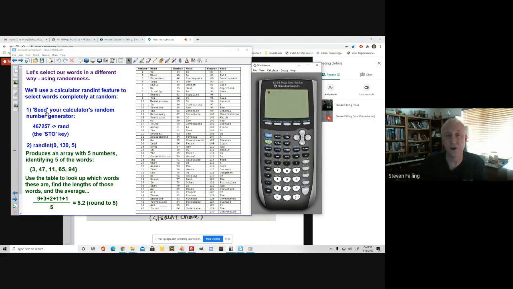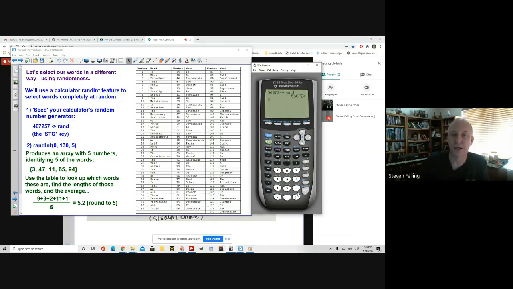So to seed your calculator's random variable, what you need to do is type in an integer, a long integer, like 467,257. Doesn't matter what it is, just start typing some numbers. Doesn't even matter how many numbers you put in here. And then we're going to store that in the random number seed. So what we do is we press the store key here, which is right above the on button. And then we go to math, and then over here to the probability submenu, PRB. And then where it says rand here, you just hit enter and then hit enter to store that in there. What that does is it moves to a random position in the internal number structure.